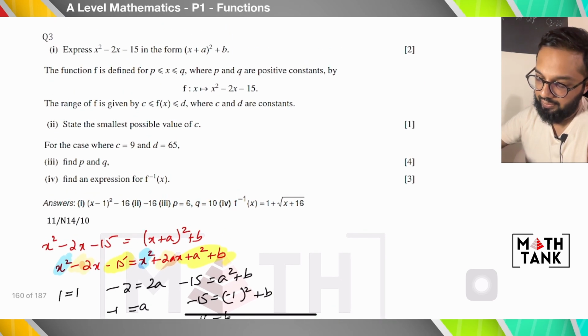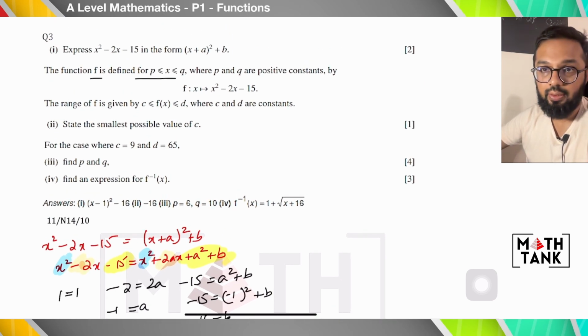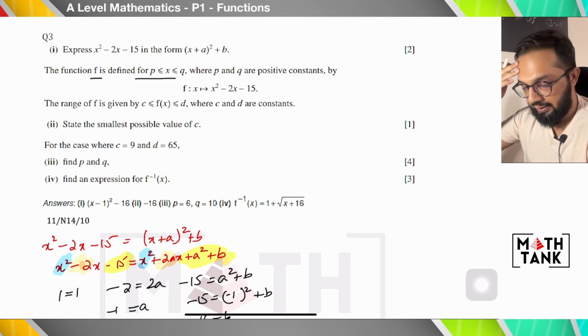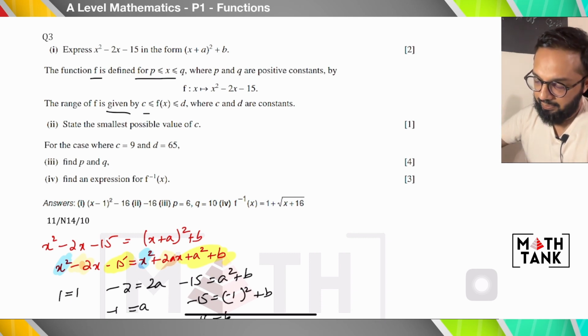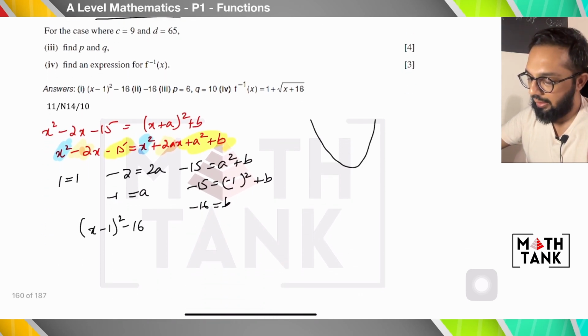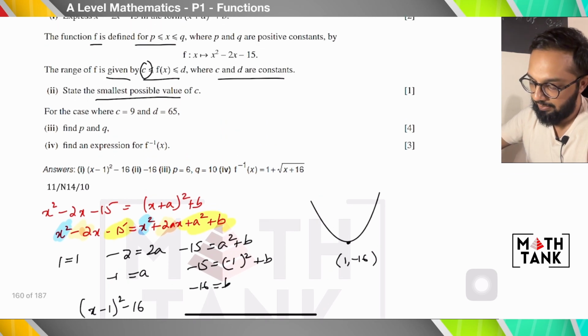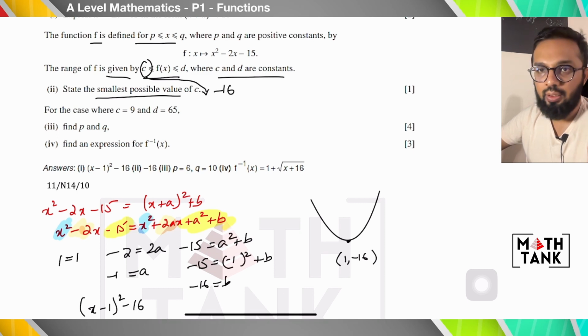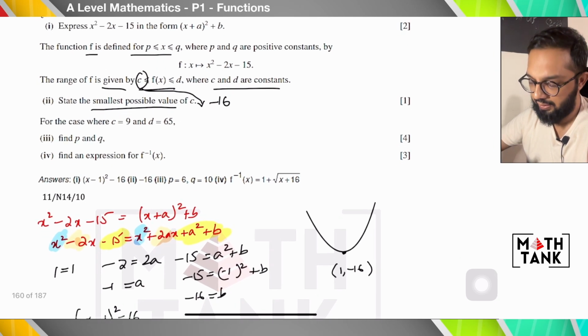Then it says the function f is defined for a certain domain, where p and q are positive constants. The range of f is given by this, where c and d are constants. State the smallest possible value of c. So the smallest possible value of y will certainly be the turning point. Okay, this graph is a happy face graph. So the turning point I can see from my completed square form is 1 comma minus 16. So the minimum possible value of c can be minus 16. There can be no other possible minimum value of c given that the domain is unknown. So I'm assuming the domain is all real values of x.